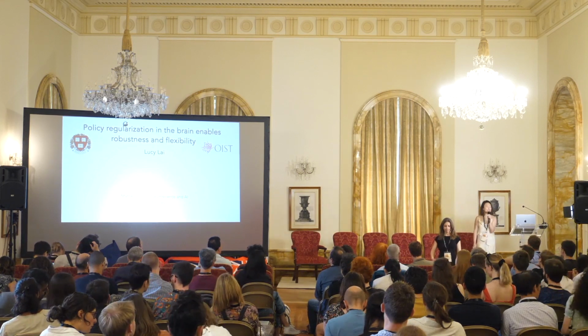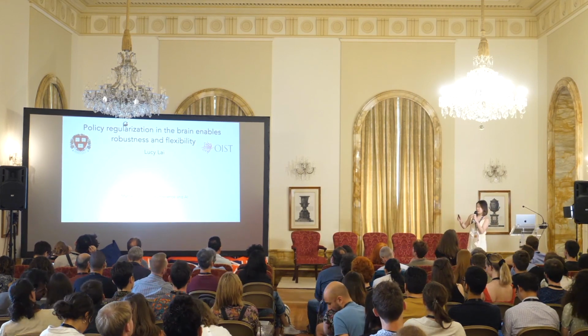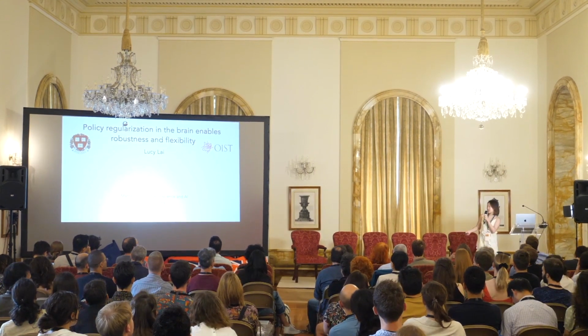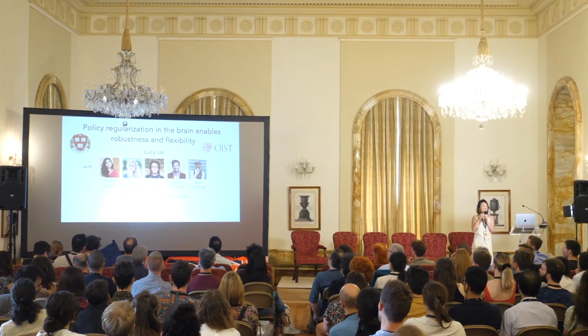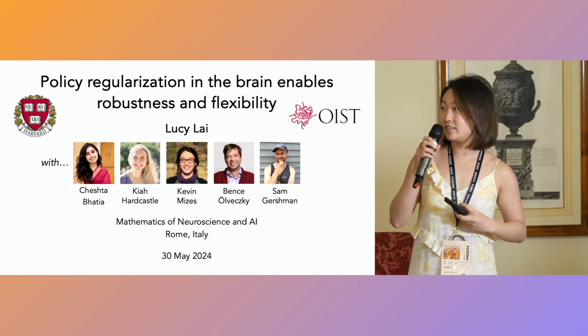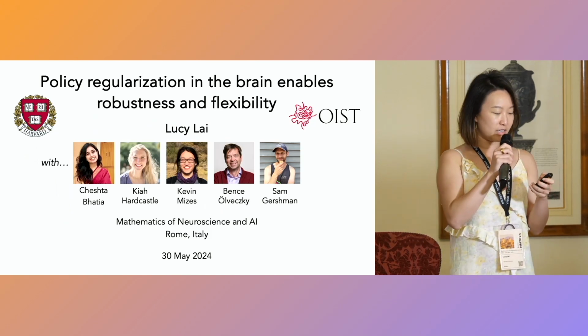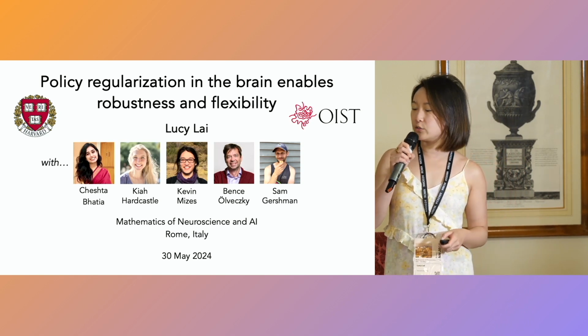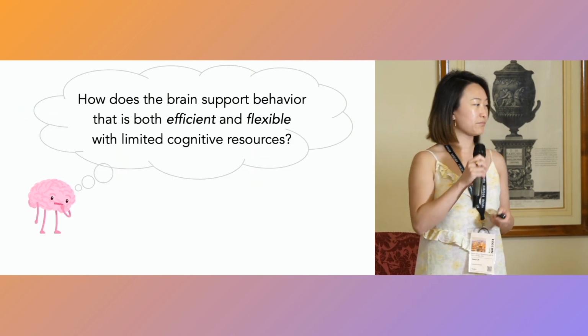Okay, hi. My name is Lucy, and I'm both at Harvard and the Okinawa Institute of Science and Technology in Japan. And these are my wonderful collaborators. And in the next 5 minutes, I'm going to tease you with a computational idea applied to a lesion study in rodents. So the title of this idea is Policy Regularization in the Brain Enables Robustness and Flexibility.